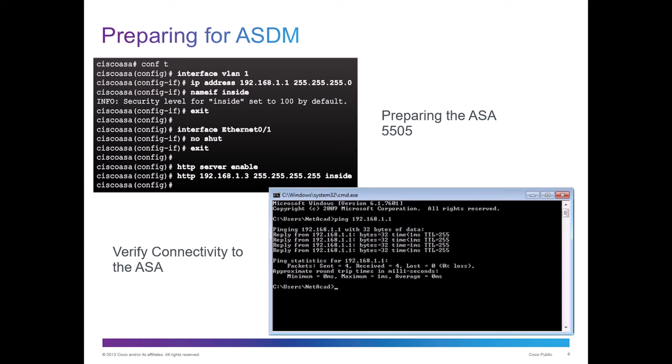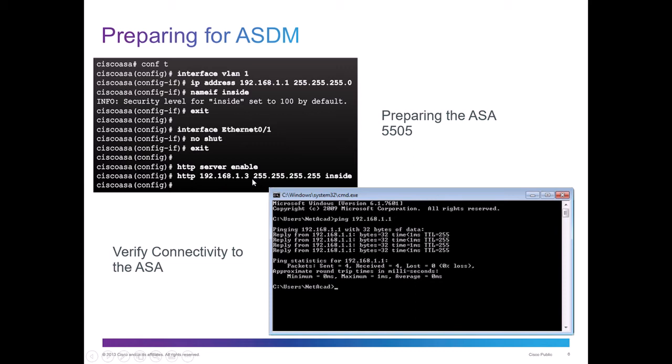The first thing you're going to do is configure a VLAN and give it an IP address. In this case, it's VLAN 1, 192.168.1.1, name it inside, and enable Ethernet 0. Type no shut. Then type in http server enable, and then type http 192.168.1.3 255.255.255.255 inside.